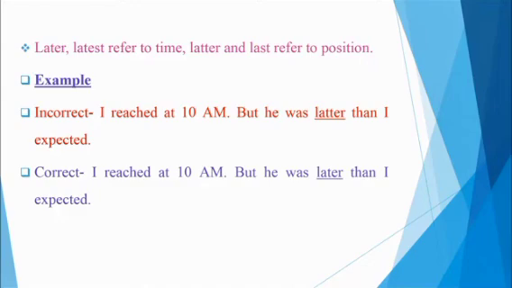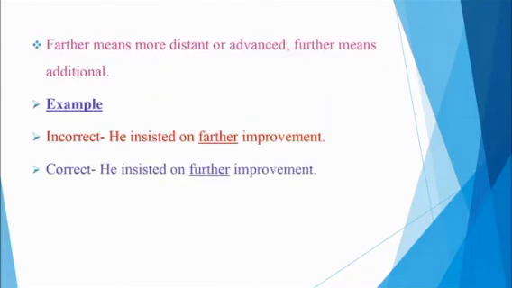Let's see the first example. I reached at 10 a.m. but he was later than I expected. Is that a correct sentence? No. The correct sentence is I reached at 10 a.m. but he was later than I expected. Here 10 a.m. refers to time. So we have to add later in this sentence.